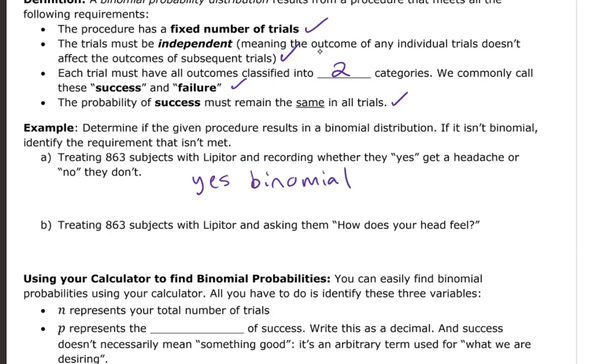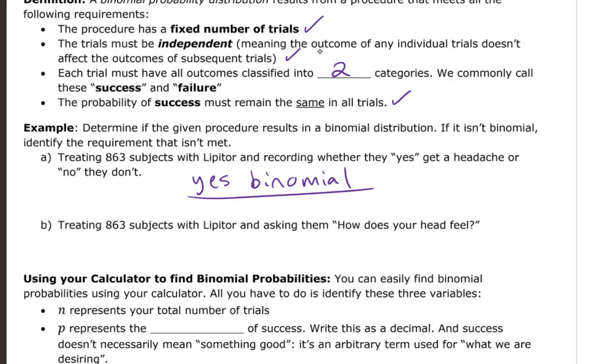Look at part B. It's almost the exact same situation as the previous one. It says 863 subjects with Lipitor, but then we ask them an open-ended question: how does your head feel? Yes, this does have a fixed number of trials. Yes, they're all going to be independent, and we are using Lipitor, so the probability of success, in this case the probability of having a headache, does remain the same in every trial.